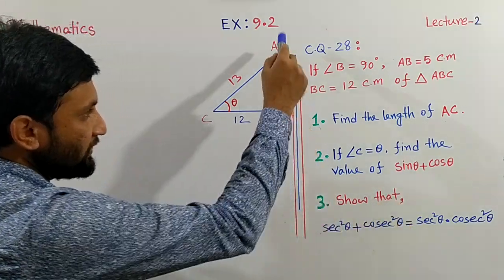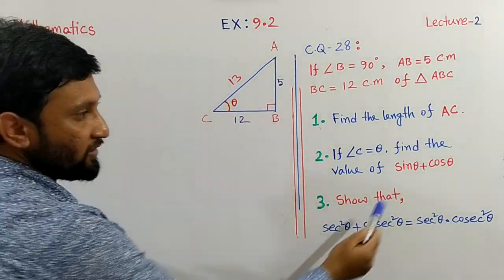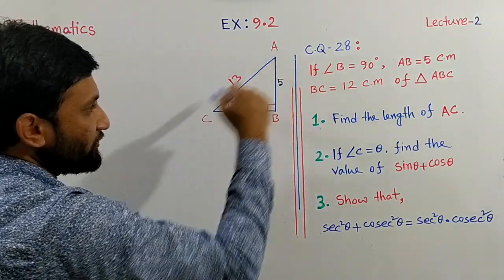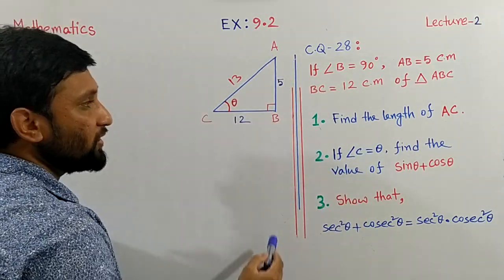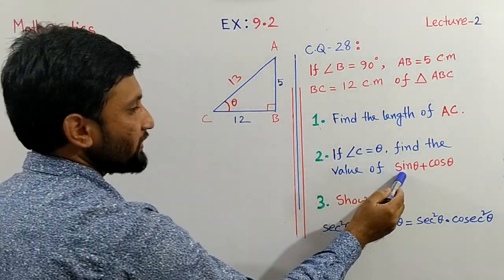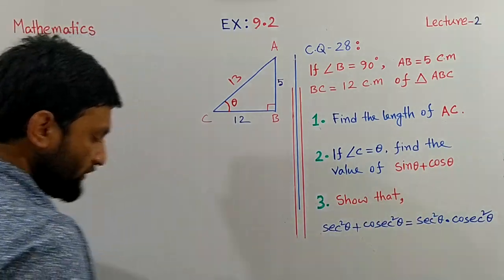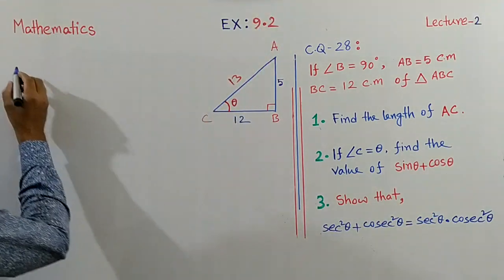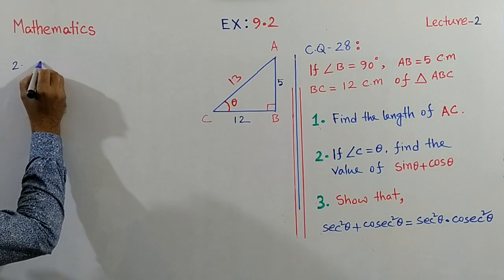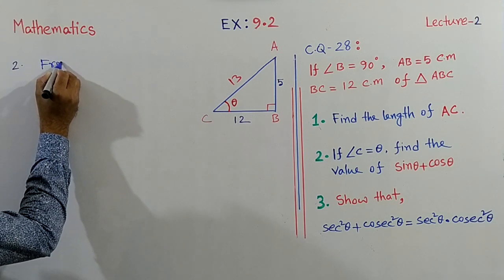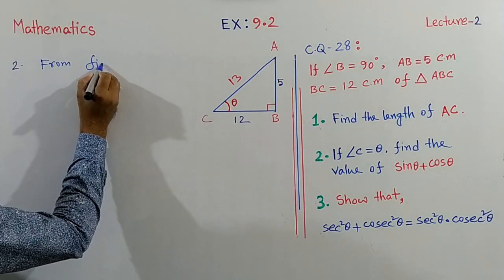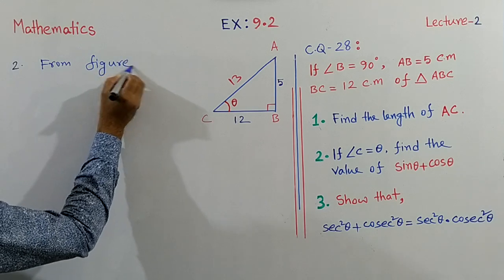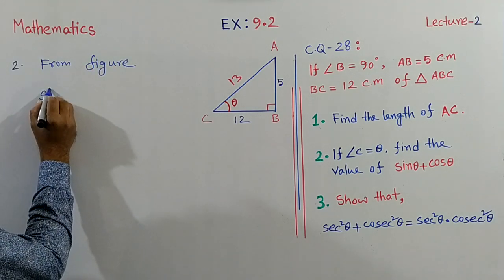Sin theta is opposite by hypotenuse and cos theta is base by hypotenuse. So by using these two formulas we can easily find sin theta plus cos theta. Okay, now follow the process. For 2, from the figure we can write sin theta.